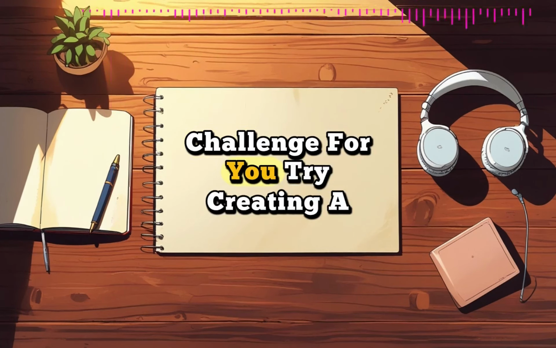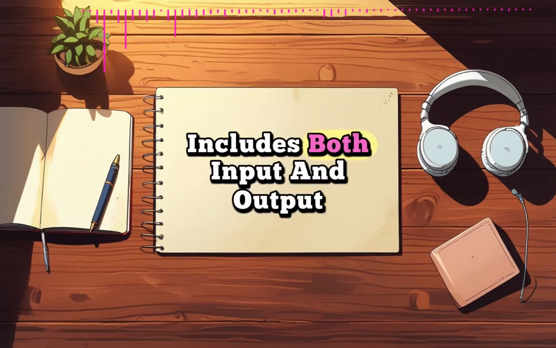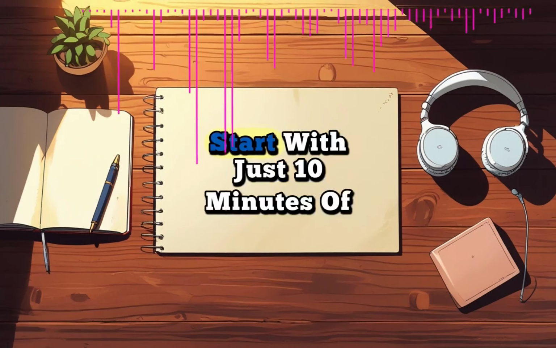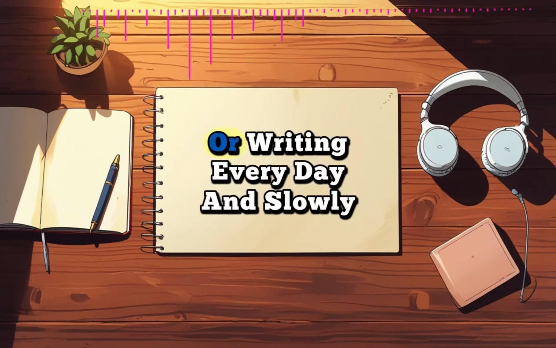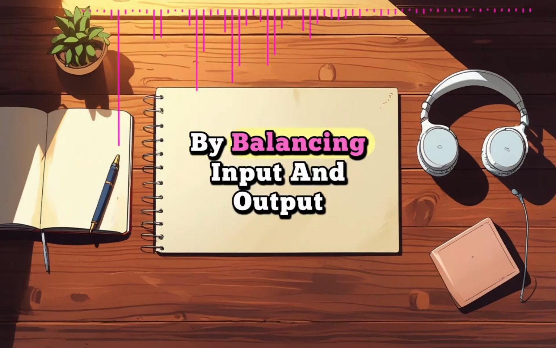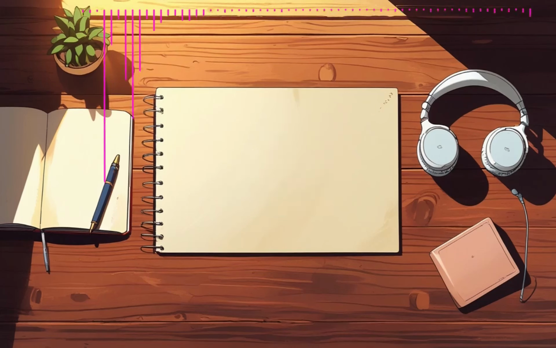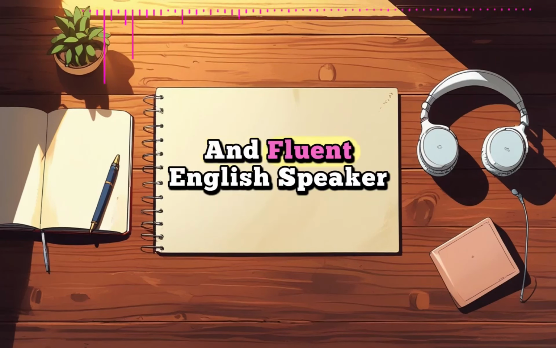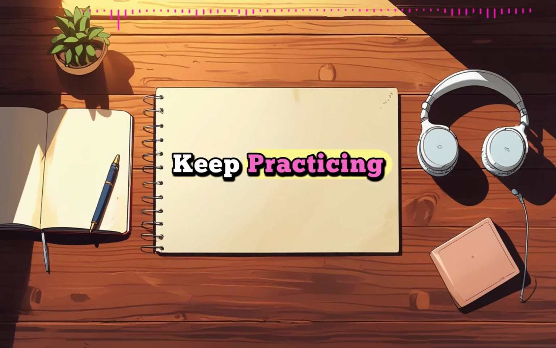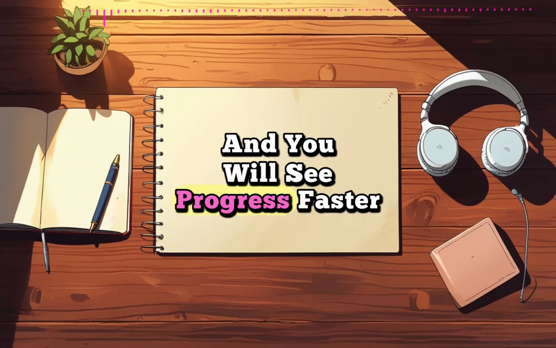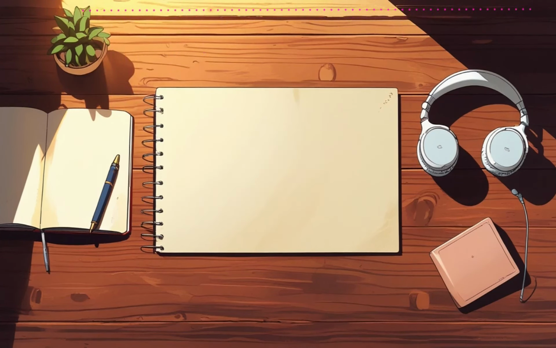Challenge for you: try creating a daily schedule that includes both input and output. Start with just 10 minutes of speaking or writing every day and slowly increase the time. By balancing input and output, you will become a more confident and fluent English speaker. Keep practicing, and you will see progress faster than you expect.